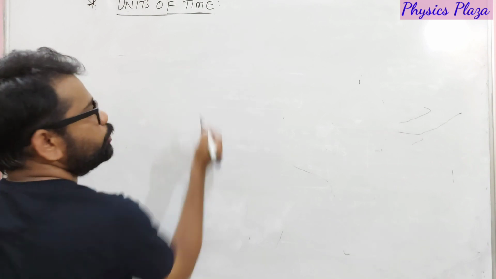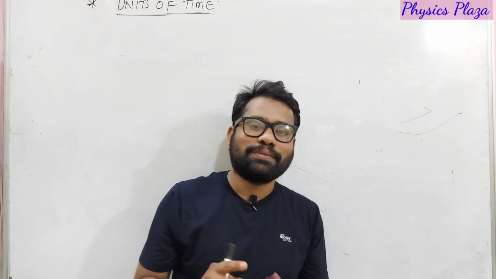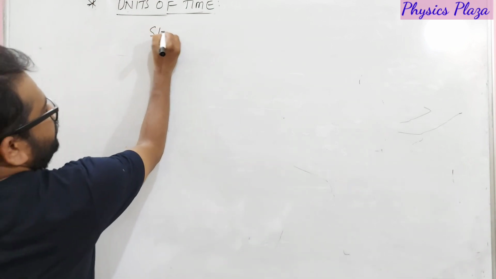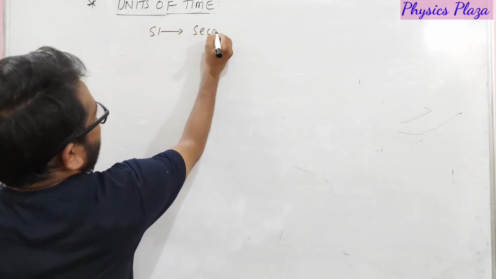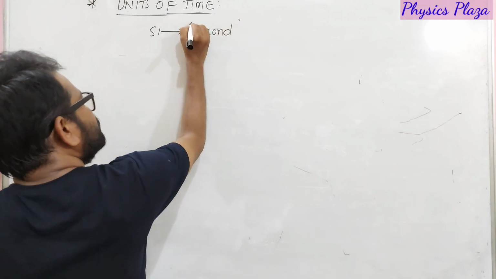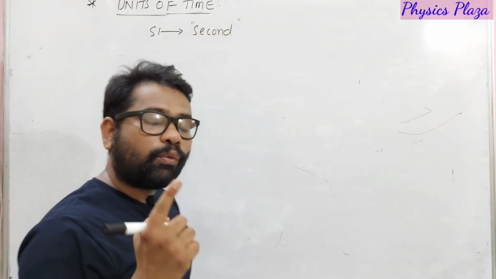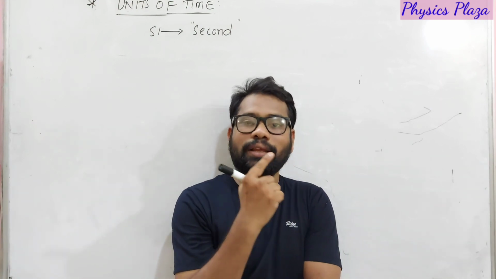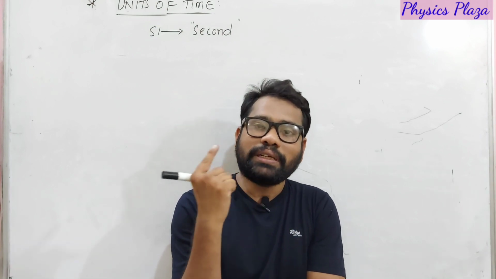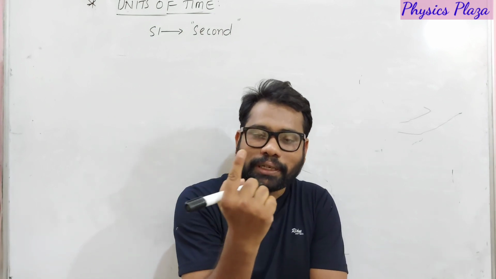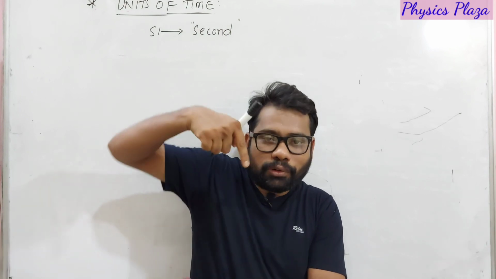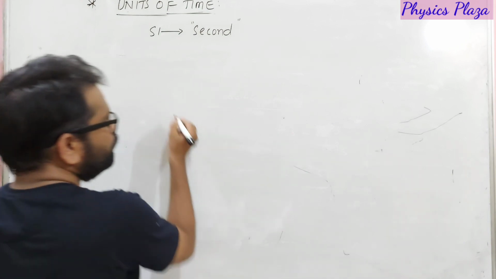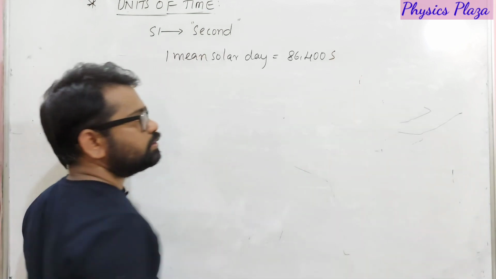Now we will see the unit of time. Children, in all systems the unit of time is the same, that is second only. So in the SI system the unit of time is a second. Dear children, what is the second here? If you want to know the second, you should know what a mean solar day is. We all know that Earth is rotating about its own axis. The time taken by the Earth to complete one rotation about its own axis is called a mean solar day. One mean solar day is equal to 86,400 seconds.